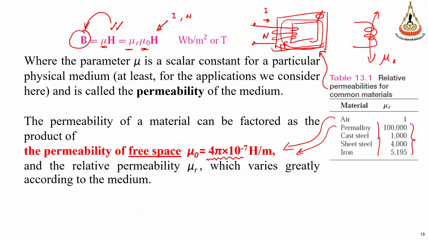So in transformers, we use high permeability material. And in motors and generators, that's why we wind the coil onto the high permeability material.